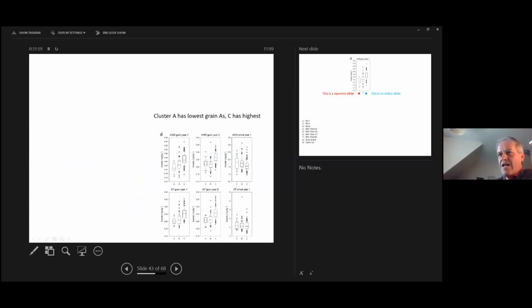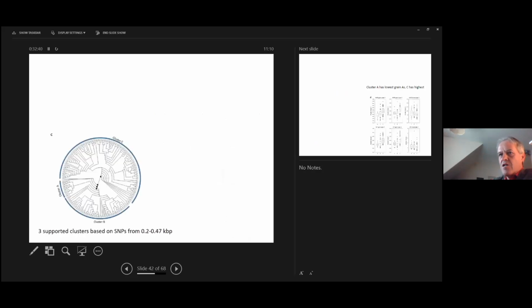And then these are the trait values for each of those clusters. This doesn't come out very large, so you can't see it very well, but you've got cluster A, cluster B, and cluster C. Here you've got the arsenic level in alternate wetting and drying grain year 1. So you can see cluster A is low, cluster C is high. In alternate wetting and drying year 2, cluster C is high. In continuous flooding, cluster C is high. So the story is the same. So we think that cluster A is low, cluster C, which is really common, is high.